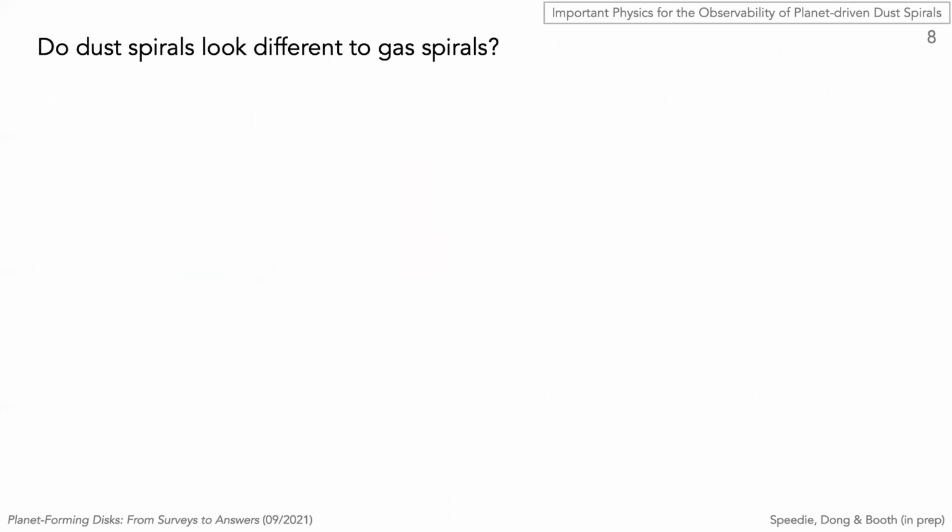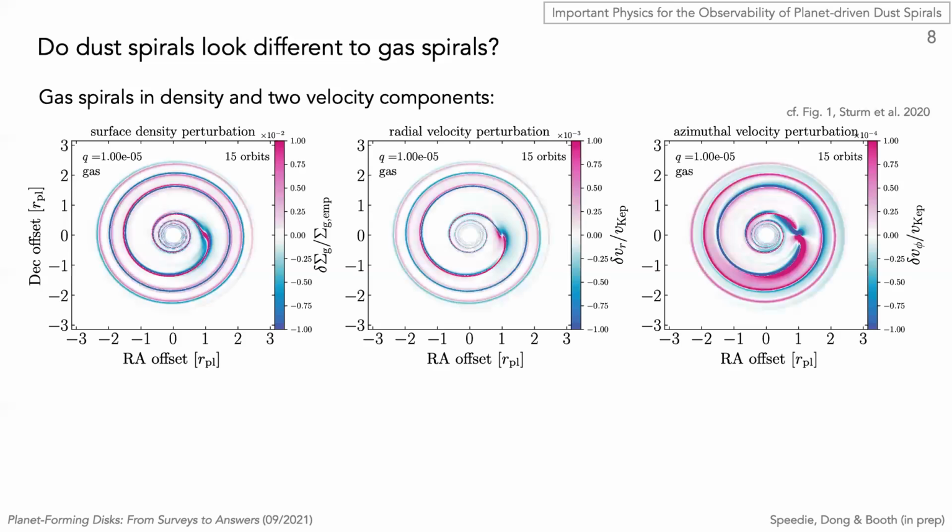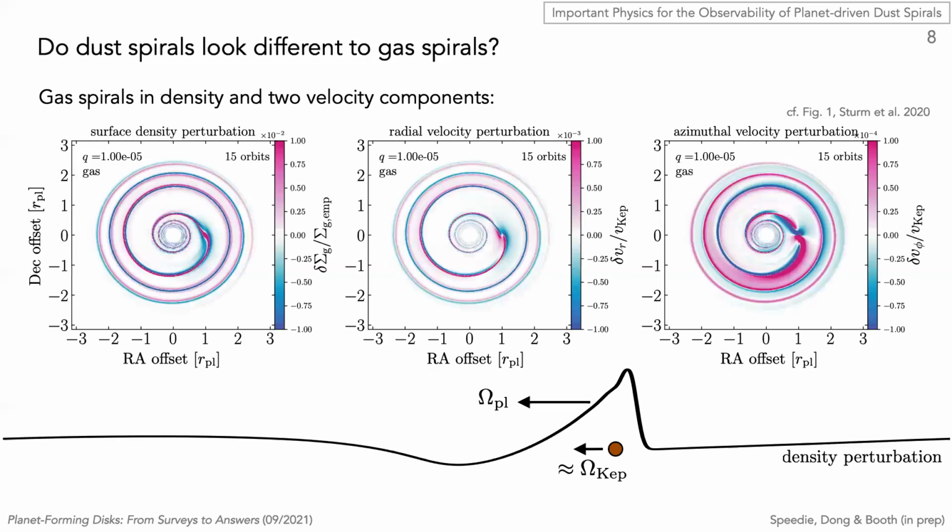So knowing that, we can ask whether dust spirals actually have a different morphology to gas spirals. Since planets drive spirals in the gas, it's not a given what the dust should look like. Accompanying the spiral gas density wave are velocity spirals, so perturbations in both the azimuthal and radial velocity components. You can imagine you're a dust particle orbiting the star at almost Keplerian velocity, and you encounter the spiral density wave.